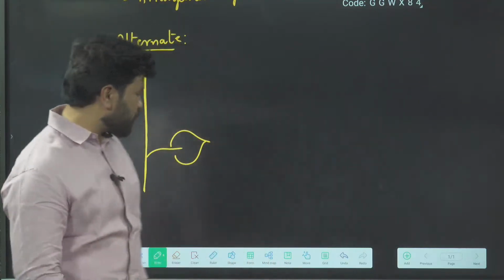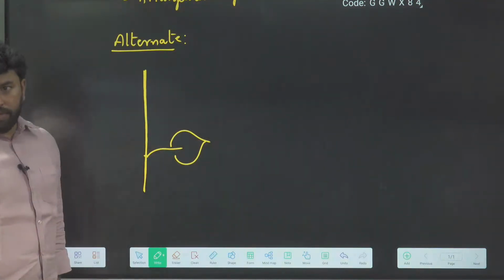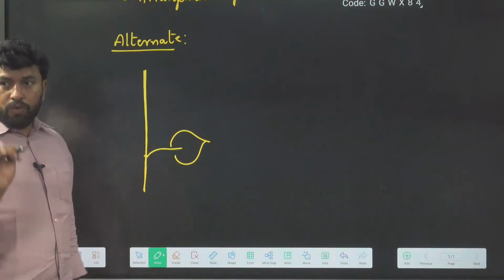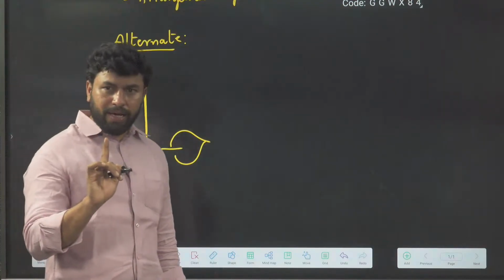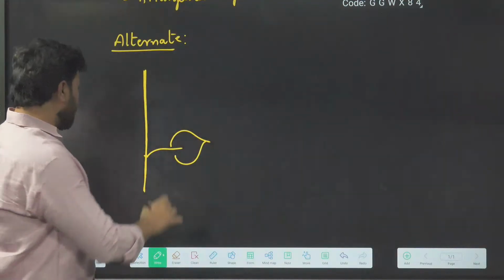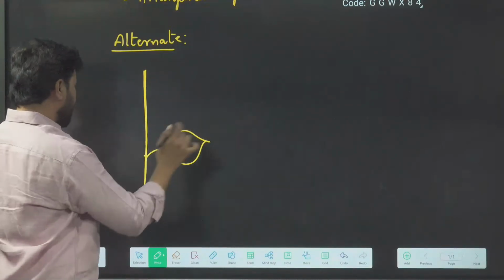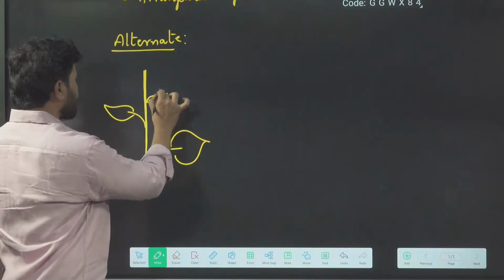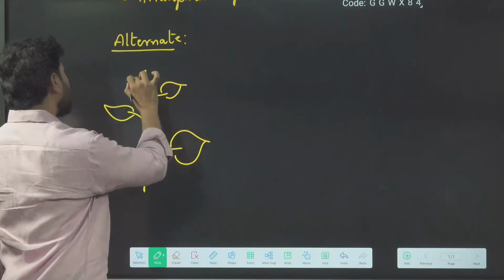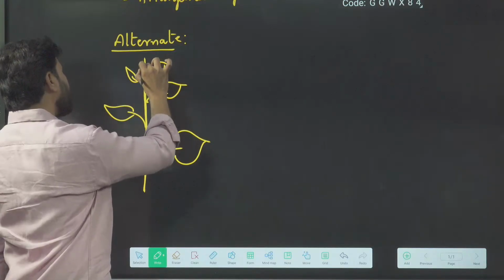So come back to the statement. This is a node on which a leaf is developed. Always one node has one leaf. One node always will have one leaf. In that, if a leaf developed at this portion, right side, another leaf will develop in the opposite side. Like this, every node has one leaf.